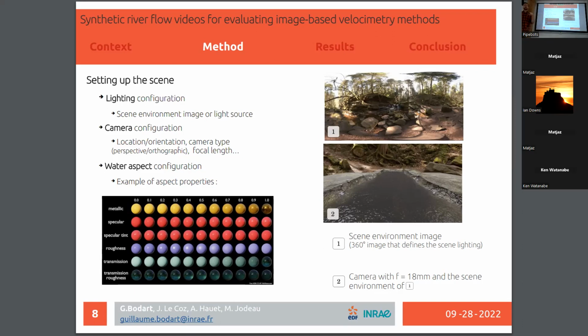Then you configure the camera. You can use various types of cameras with various focal lengths or parameters. And you can set up the water aspect. So you have various aspect properties. So you have many possibilities with Blender. This is quite amazing. So next slide, please.